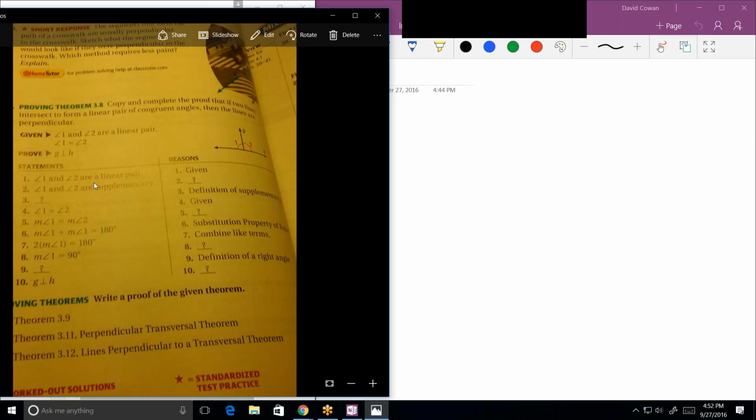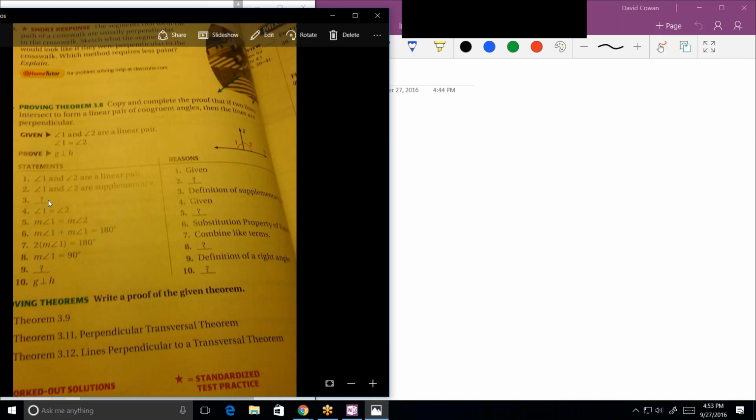They've given us both the statement and the reason. So let's go to number 2. Angle 1 and angle 2 are supplementary. Why? Let me write that down. Okay. Definition of linear pair, right? Correct. Number 3. The reason is definition of supplementary.